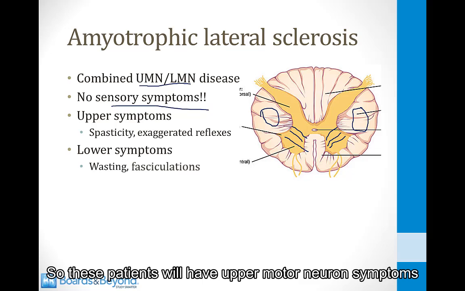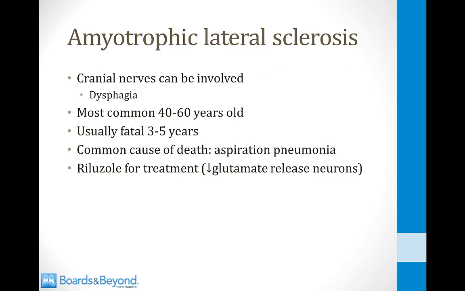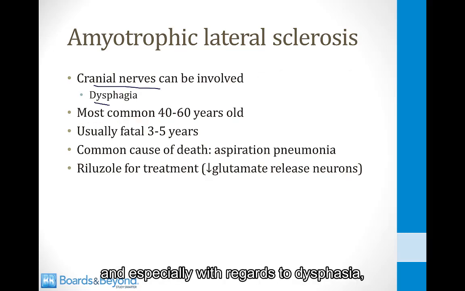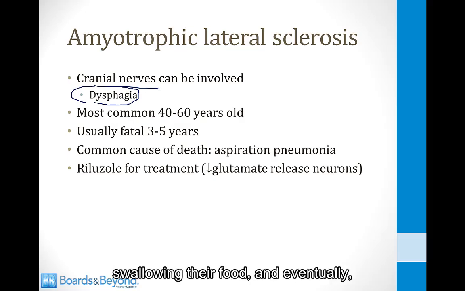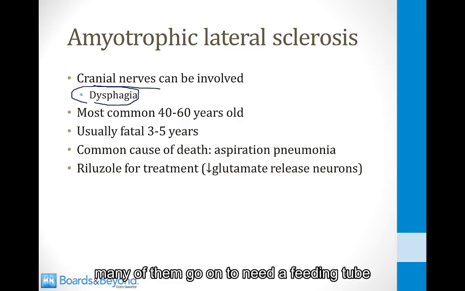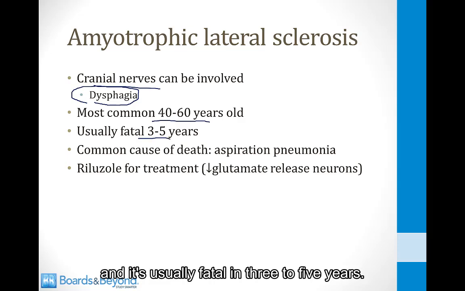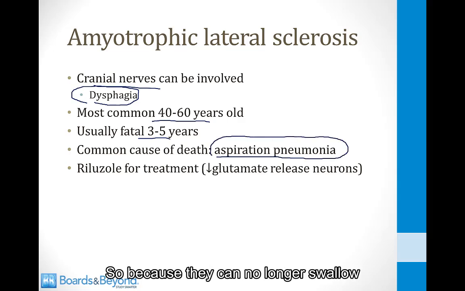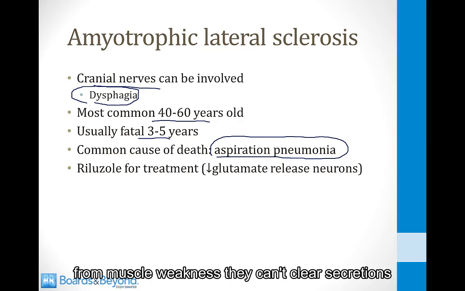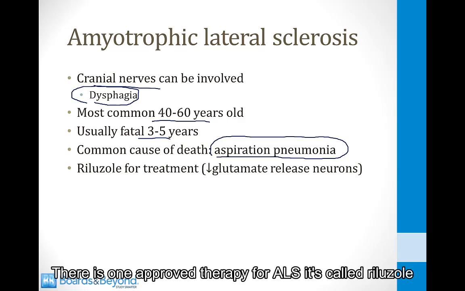So these patients will have upper motor neuron symptoms like spasticity and exaggerated reflexes, and they'll also have lower symptoms like wasting and fasciculations. Cranial nerves can be involved, and especially with regards to dysphagia, so patients with ALS will have progressive difficulty swallowing their food, and eventually many of them go on to need a feeding tube because they can't swallow. It's most common in 40 to 60-year-olds, and it's usually fatal in 3 to 5 years, and one of the common ways people die is aspiration pneumonia. So because they can no longer swallow from muscle weakness, they can't clear secretions in the back of their throat, and they end up aspirating those contents and getting pneumonia. There is one approved therapy for ALS.